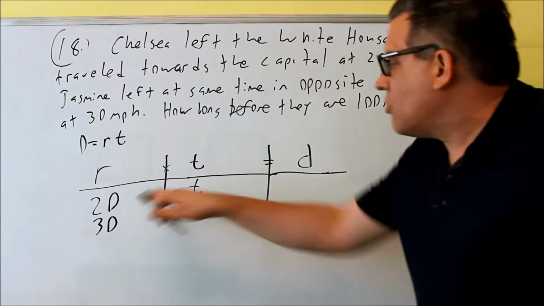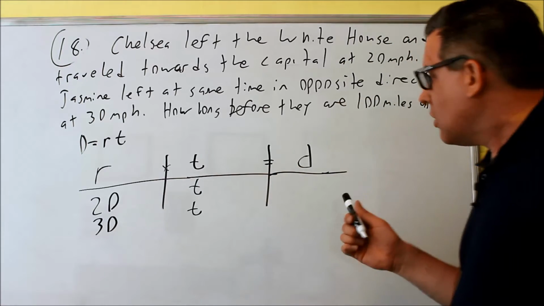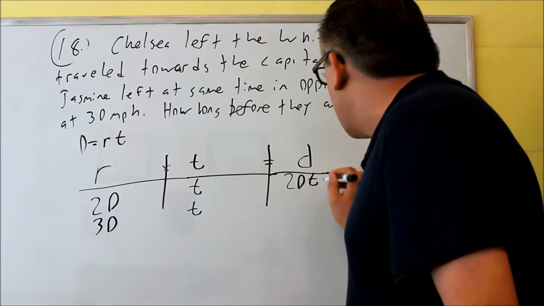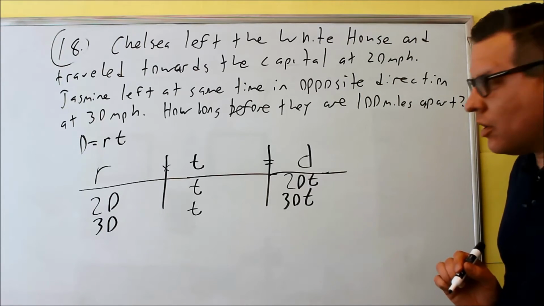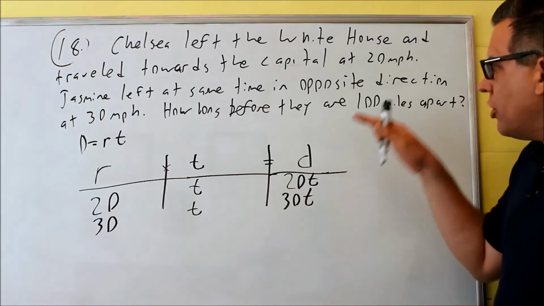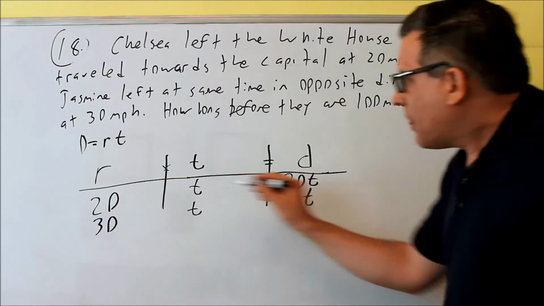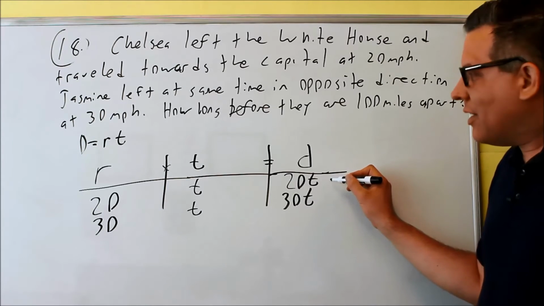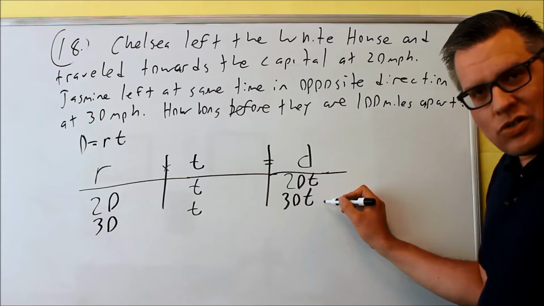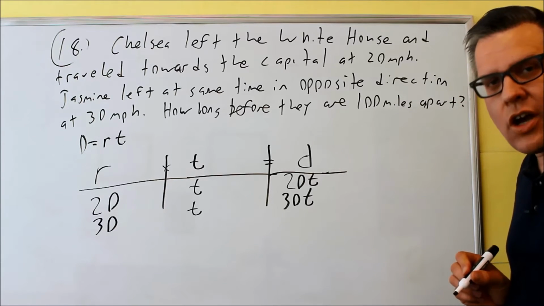So since I have these two columns complete, what I'm now ready to do is multiply across and get the expression for distance. I'm going to get 20t here and 30t for that one. So the question is, okay, well what do we use the 100 for? Well, if they're 100 miles apart, Chelsea travels this amount, 20t, and Jasmine goes this distance. Now if I add these two together, that should add up to 100, and that's how you can do it.